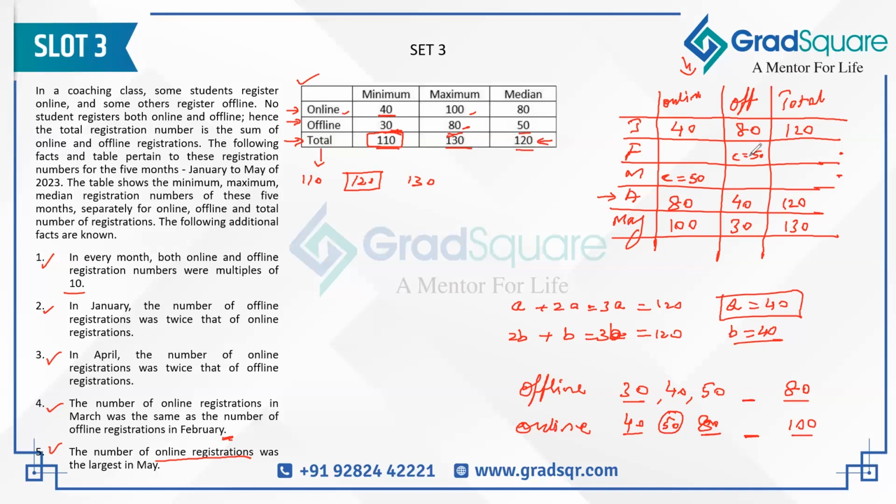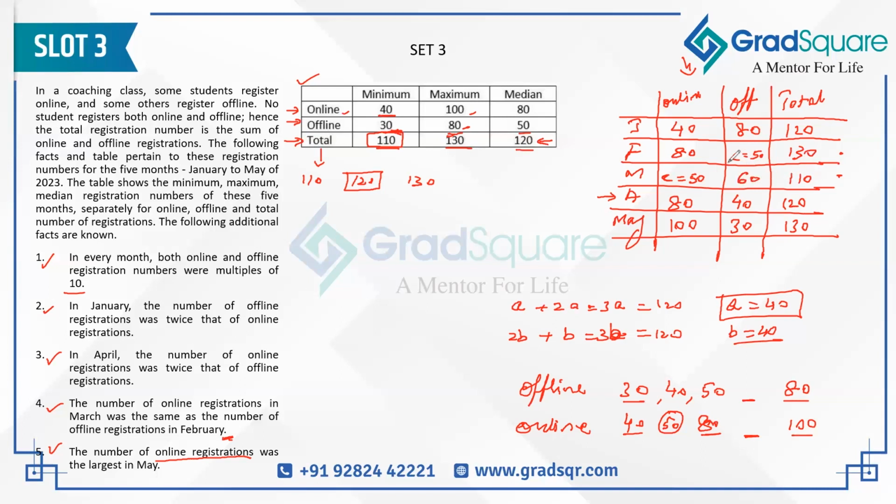So if you have taken C as 50, this value is 50, the only possible value for online is going to be 80. And this is going to be 130. Now we understand that one out of these two values had to be 110. So if this is 130, then this has to be 110. If this is 110, then this has to be 60.